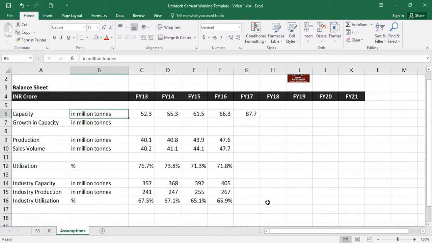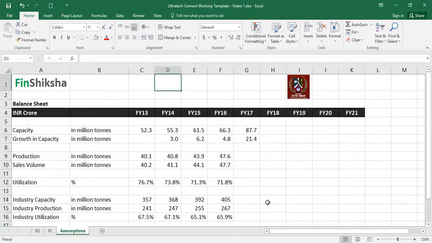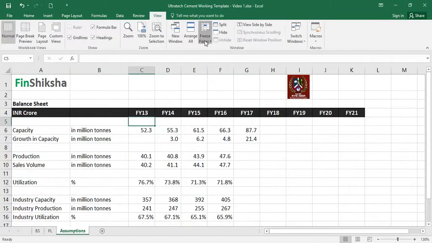We can look at growth in cement capacity and put that as the difference between this year's capacity minus last year's capacity, and copy and paste those numbers here. The big growth in FY17 so far that we are putting in is coming because of the amalgamation of the Jayaprakash Associate Cement plants. We will see how that number is represented at a later point of time. But for now, we just do this exercise so that we will be able to arrive at the revenue drivers, right?